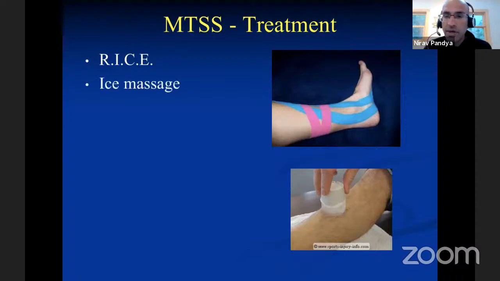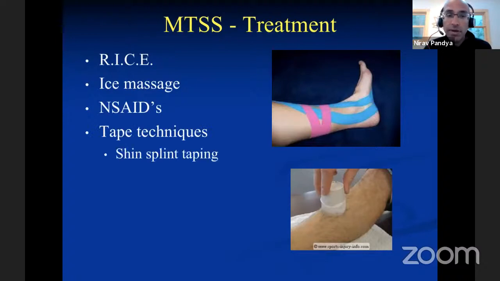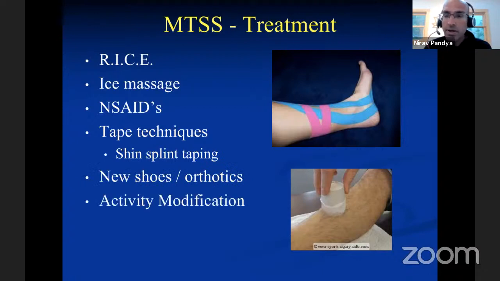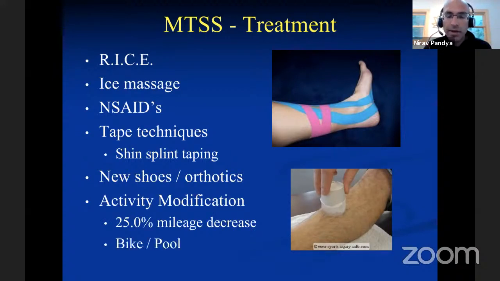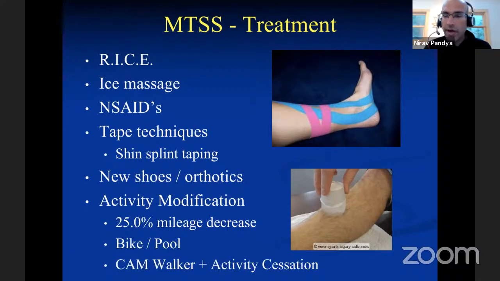They have to rest. They do ice massage, anti-inflammatories, taping, which has been used very effectively, assessing their shoes, getting them orthotics, and modifying their activity, decreasing the amount they're running, and they'll get better. Particularly, they have to decrease their mileage by 25% and then slowly ramp back up and do non-impact activities to help them get better. And if it's really severe, you can get a cam walker and cease their activities.